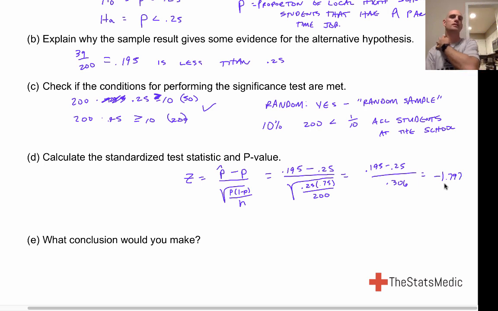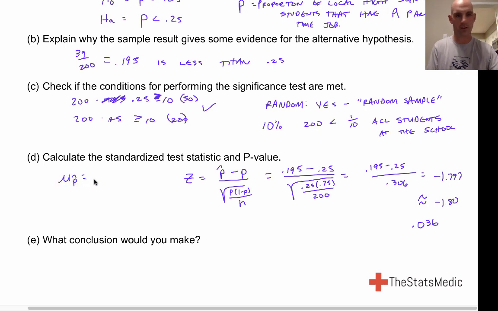And that actually makes sense, because if our z-score is negative, that means it's below the value that we were looking at, in this case the proportion that we were subtracting, right? So our 19.5 is below the 25, and that's about equal to negative 1.80. If we check out our table, the probability of that happening is 0.036.